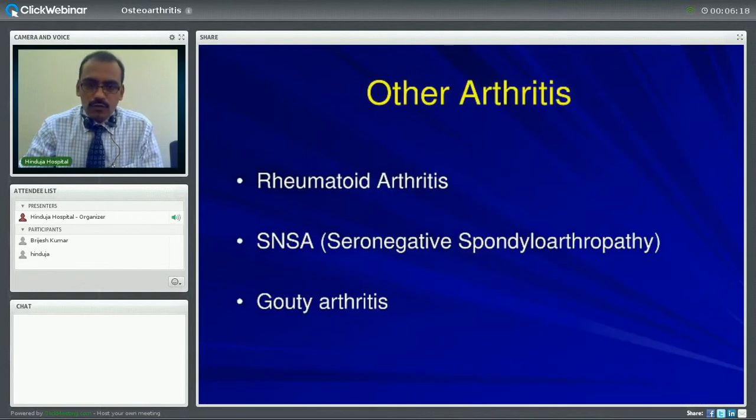Along with osteoarthritis, one should know about other types of arthritis, which are rheumatoid arthritis, seronegative spondyloarthropathies, and gouty arthritis, which I mentioned earlier.